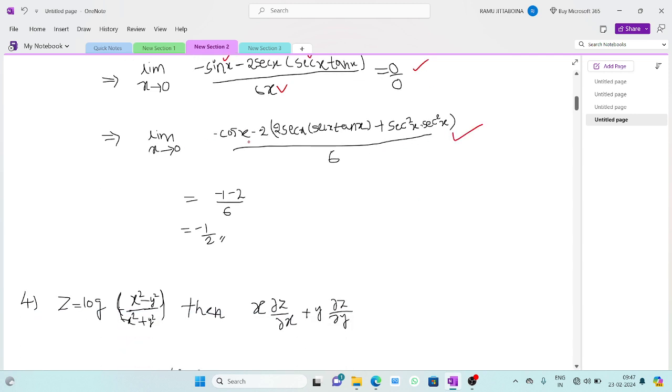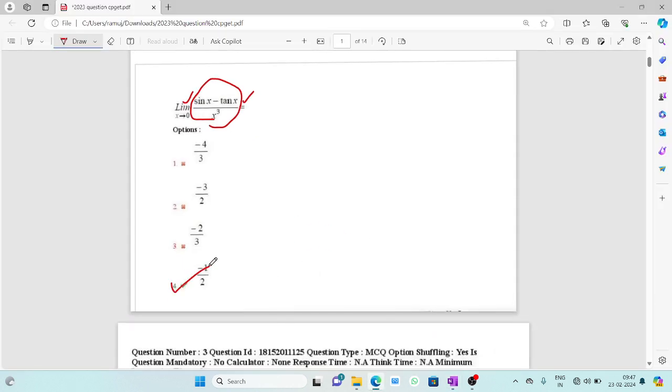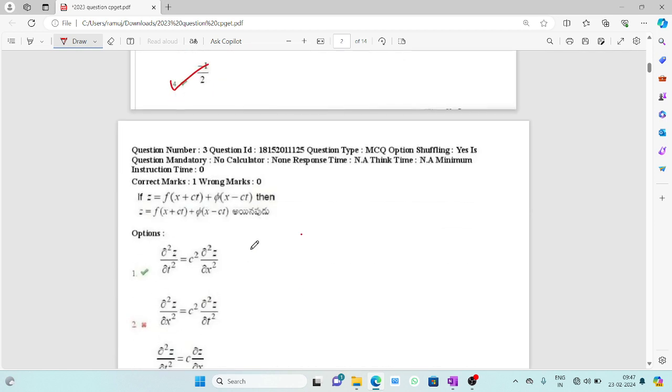If you apply the limit here, we get cos 0 is minus 1, and tan 0 is there. The whole tan 0 term goes to 0, but sec square 0 and sec square 0 both go to 1. So we get minus 2 here. The denominator is 6. So you will get minus 3 by 6. If you cancel the terms, we get minus 1 by 2. That is the answer for this question. So the fourth option is the correct one for the second question.